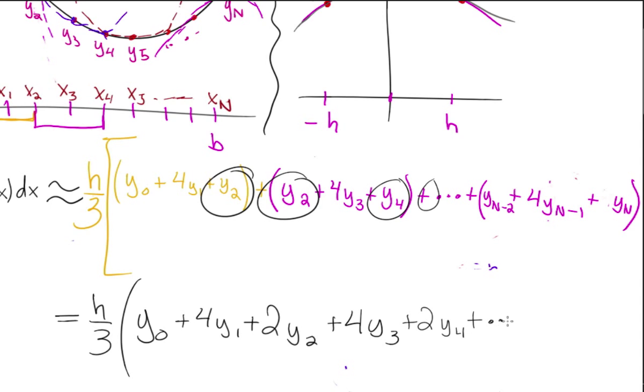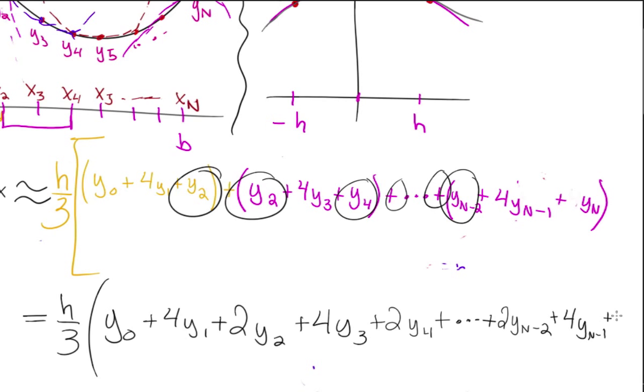And then plus 2 y sub n minus 2, right? Because this one right here would have one before it. And then the next one would be 4 y sub n minus 1, plus y sub n. 1 y sub n. So the pattern goes, you have 1 y sub 0, and then 1 y sub n, and then in the middle it always goes 4, 2, 4, 2, 4, 2, 4, 2, for however many you have. And that's it.